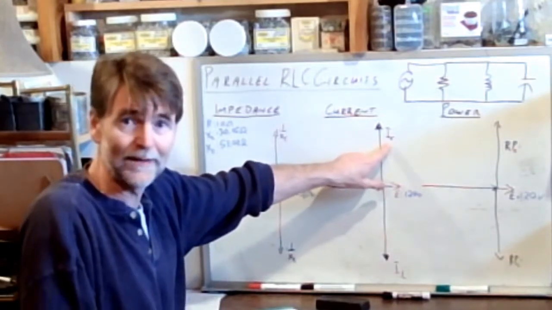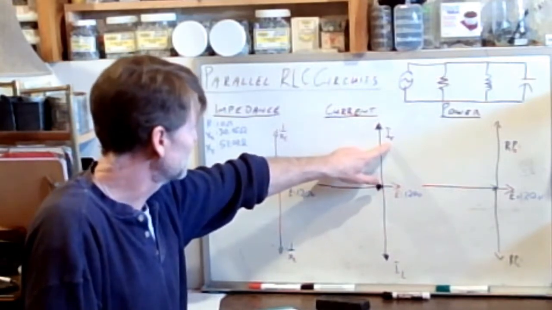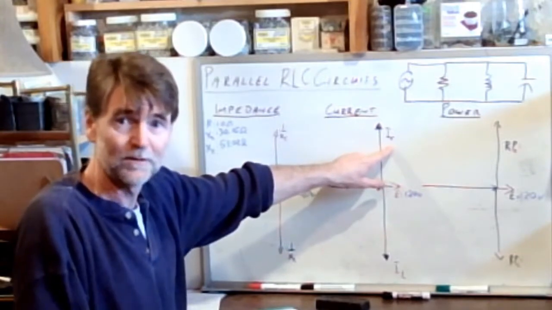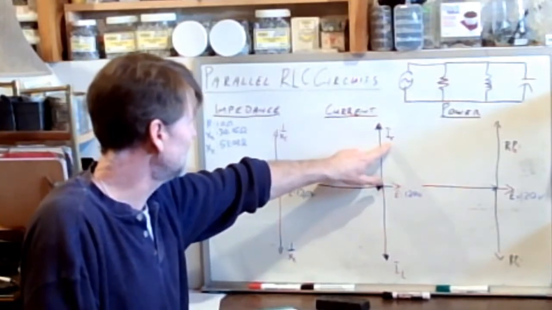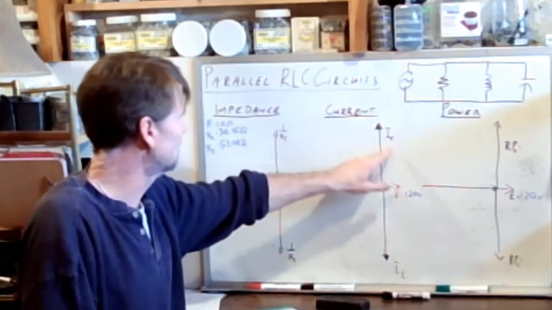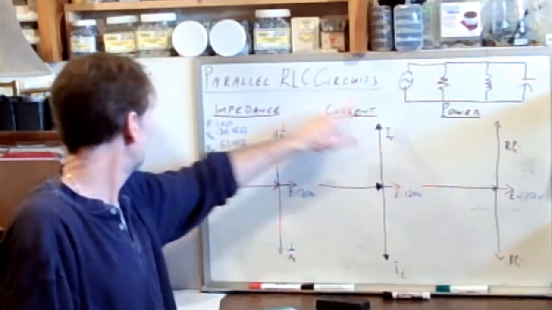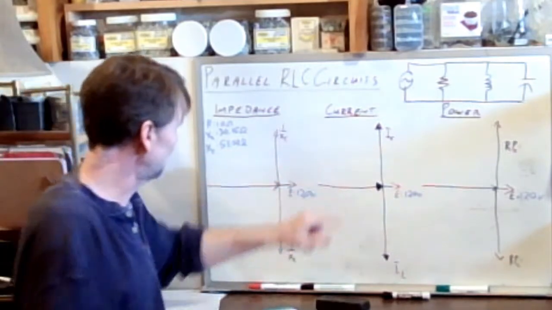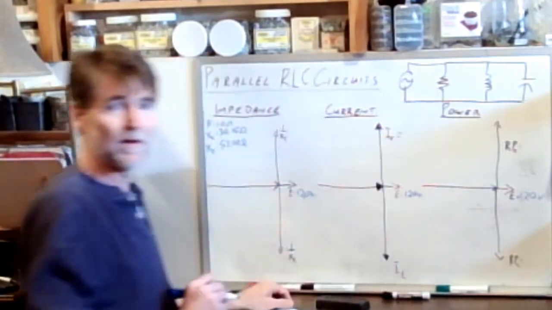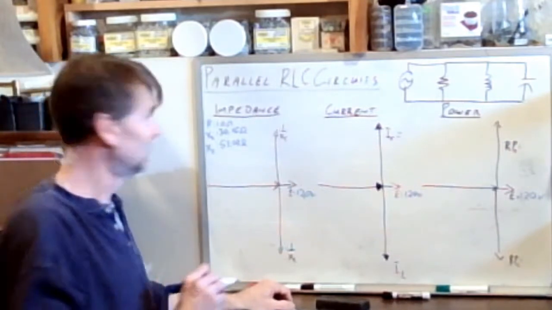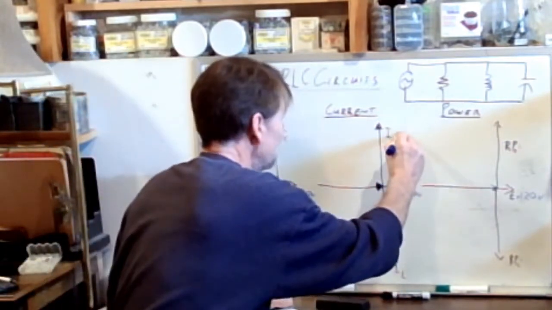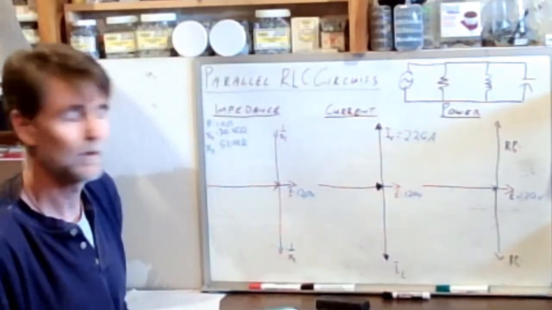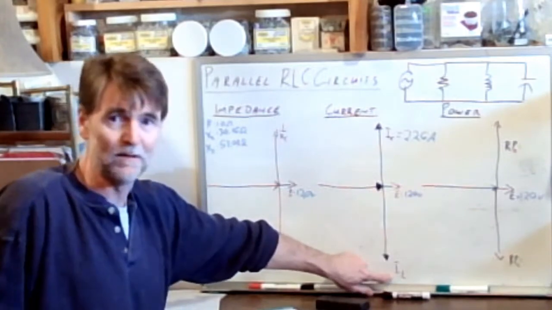So if I want to calculate for IC, so this is the current that's leading the voltage, the current through the capacitive portion of the circuit, IC equals 120 volts divided by XC. So what's XC? XC is 53.03 ohms. So I calculated that. Hit pause, grab your calculator, come on back. IC equals 2.26 amps.